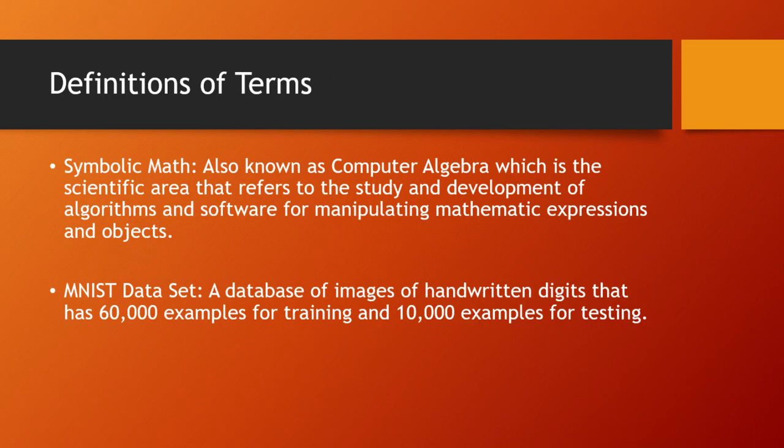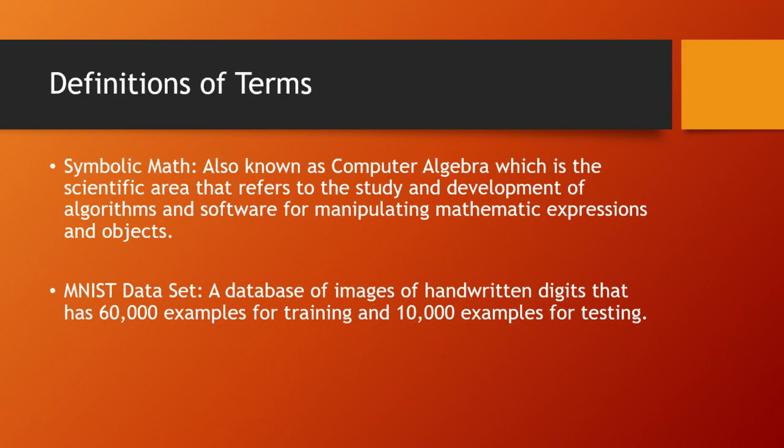These are some additional terms that will come up during the presentation that I needed to look up, so maybe they will be helpful for you too. Symbolic math. This is another name for computer algebra, which is the scientific area that refers to the study and development of algorithms and software for manipulating mathematical expressions and objects.